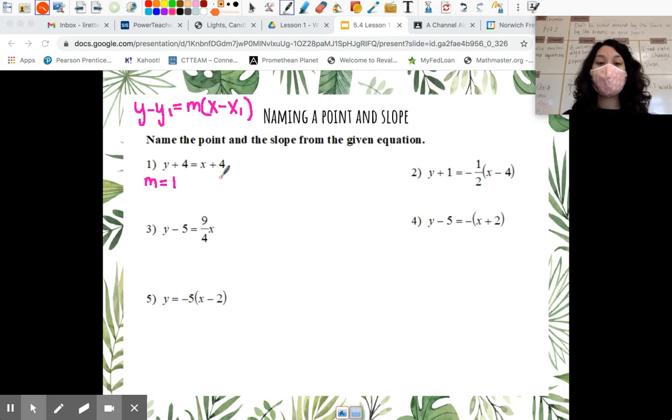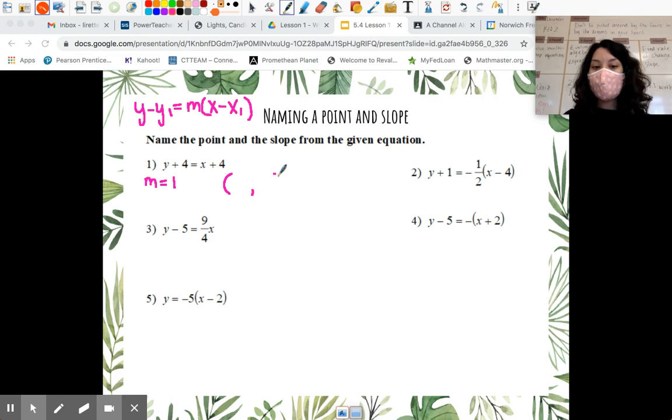When that was the case, we could either write 1 parentheses and then everything inside, or because multiplying by 1 doesn't change the value, we drop the parentheses altogether. That's what's happening here. Our slope is 1, which is why they're able to not write it and not write the parentheses. The hard part is the ordered pair.